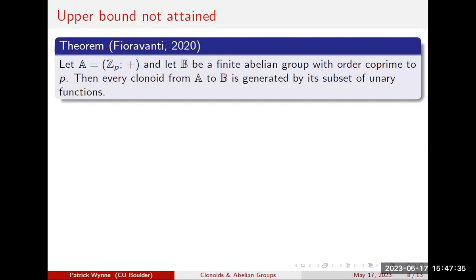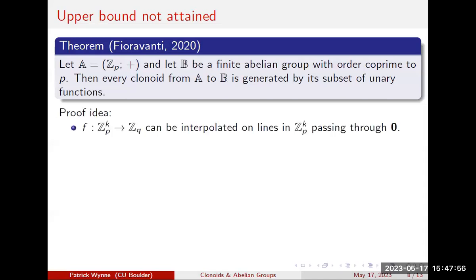So if we know what the unary functions look like, then we actually can figure out what the functions in the clonoid of higher arity are. And of course, if A and B are both finite sets, there's only finitely many unary functions between them, and so the result is that there are finitely many clonoids between Zp and some abelian group of coprime order. So how does the proof go?